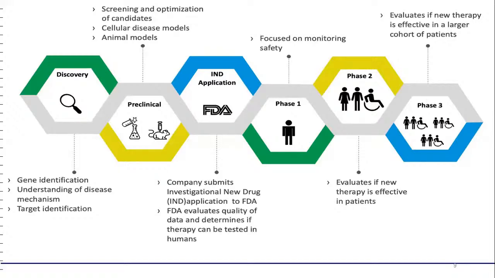Since we have good data from phase 2 about safety and efficacy, in phase 3 we can see the same effect in the large population, in the big sample size. Now we will go a little bit into depth in all these different phases one by one to understand.